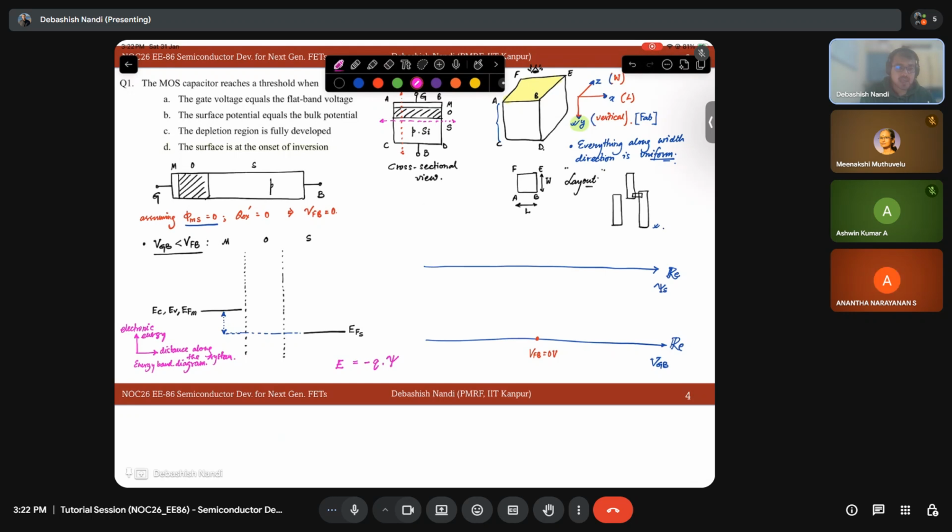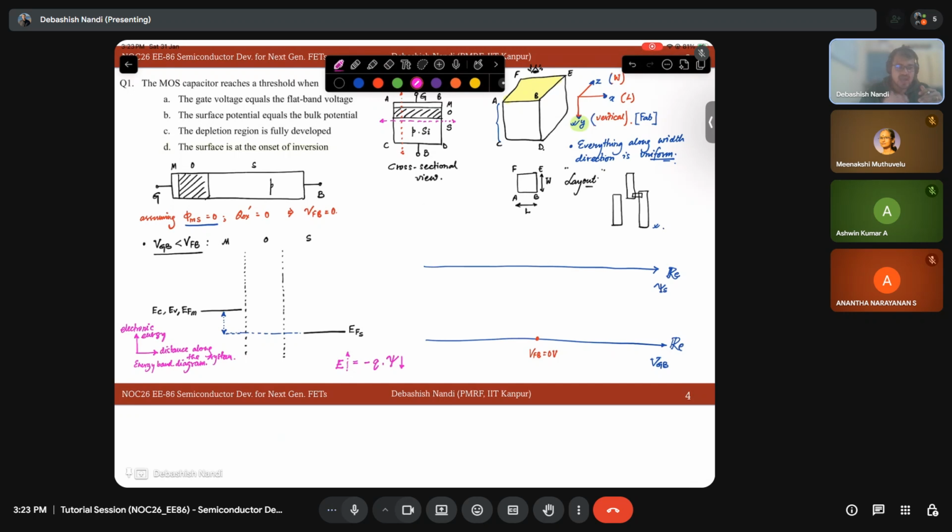Yes, sir. Now I am decreasing my psi. What will happen to electron? What will happen to energy? Energy will increase, right? Yes, sir. So in energy band diagram, if I apply some positive voltage, my energy decreases because I am talking about electronic energy.